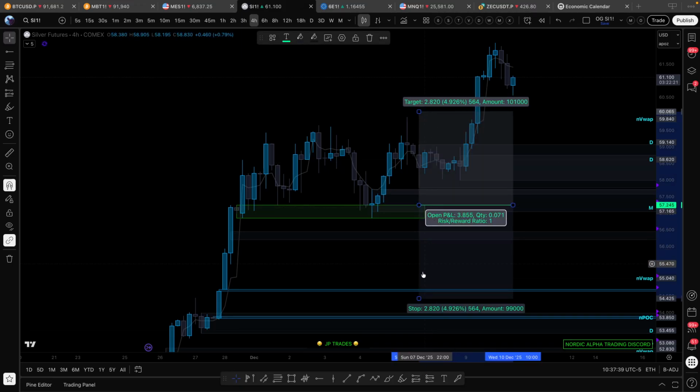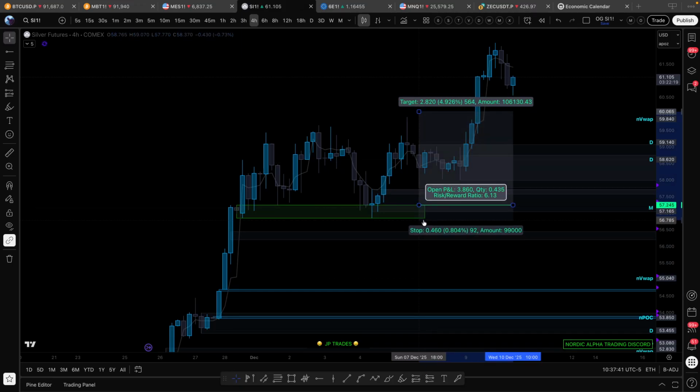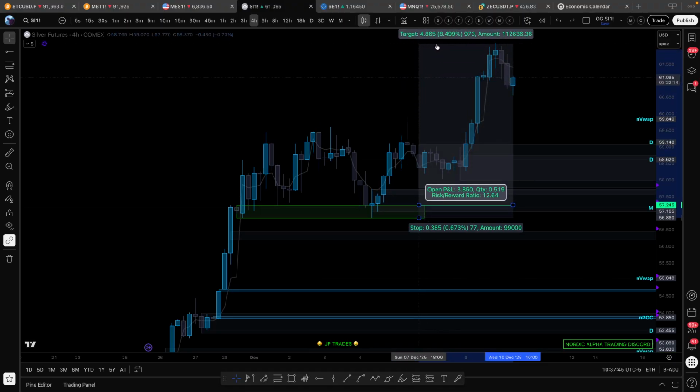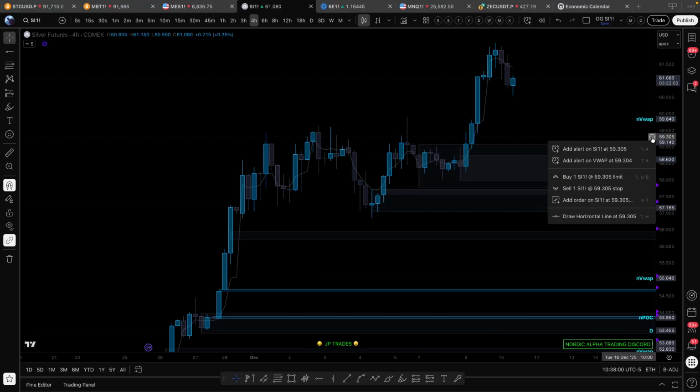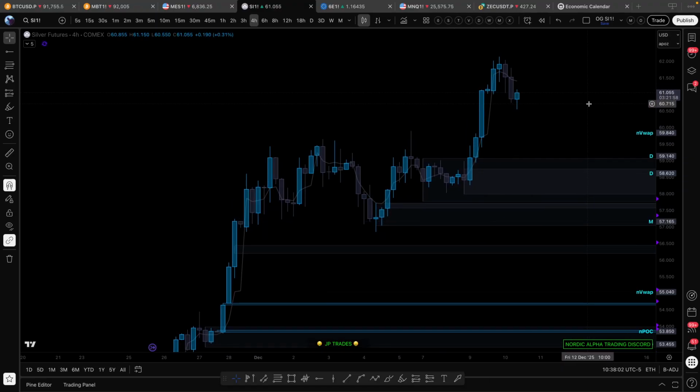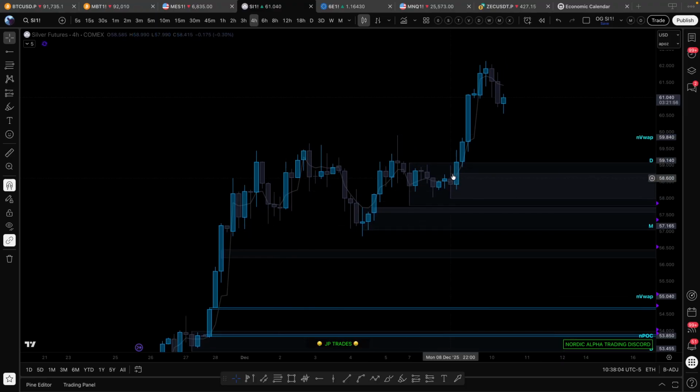However, if you did take a long from there, you could have actually refined this down even for a better risk to reward ratio. However, this was almost a 13-hour trade from that nice level. But we can go ahead and take that off our charts now because it's been mitigated. And we have our new levels on the chart here now. So this range, obviously, price left it behind.